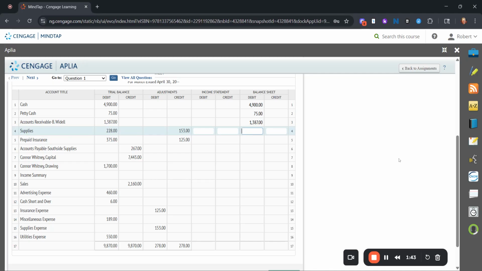So credit. Then our insurance, $150. $375 minus $125, $150. And our accounts payable, $267. Credit.